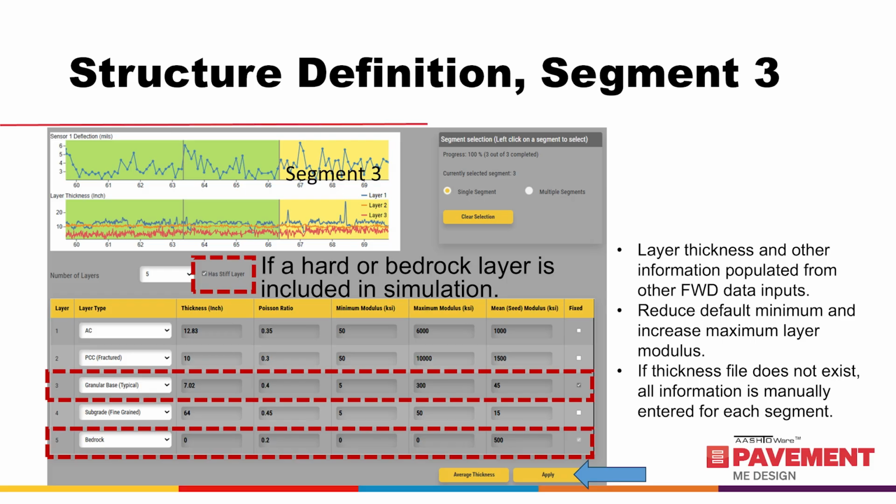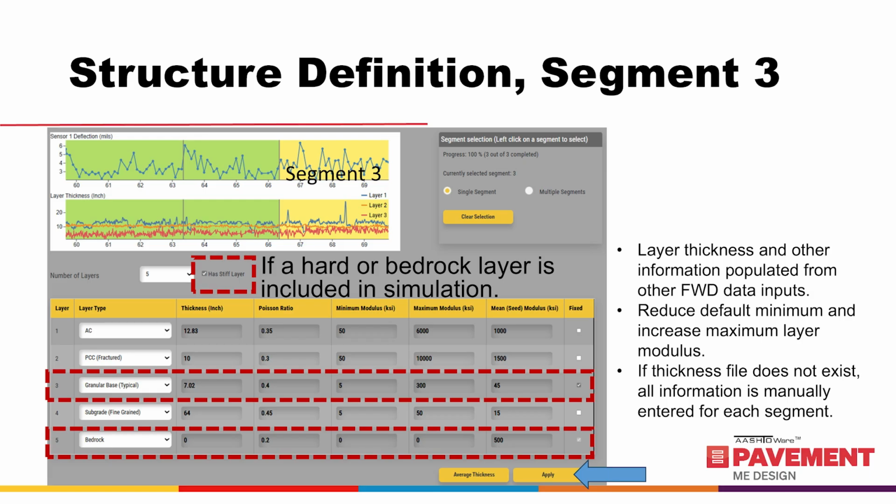Now, Segment 3. The 3 bullets shown on the slide are the same as on the previous slide. The example for Segment 3 will focus on using the Fixed Layer Elastic Modulus button. If a stiff layer is defined as a hardpan or bedrock layer or some other very stiff strata, the user checks the Stiff Layer button.